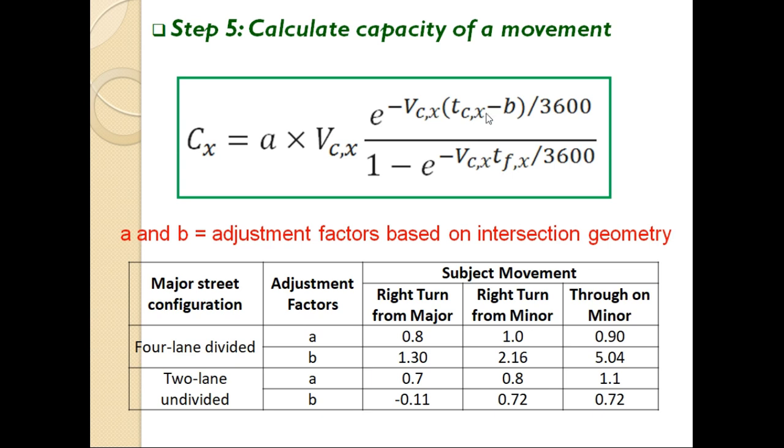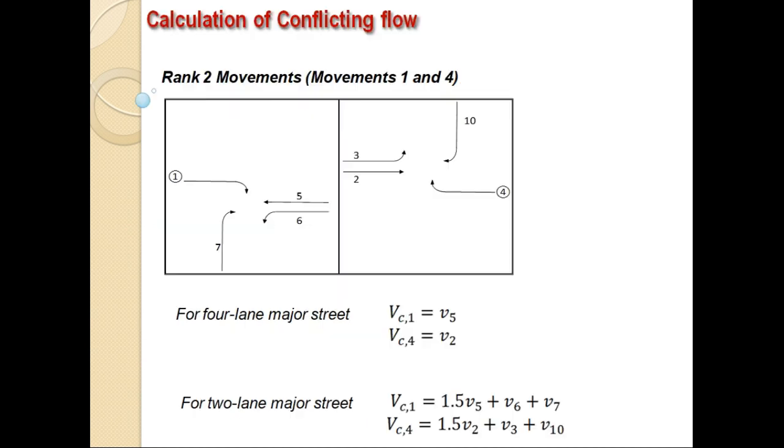Now this estimation of VCX is also different from what is given in the US Highway Capacity Manual, and we have given the complete procedure of finding the conflicting flow for each priority movement. This explains only movements 1 and 4. Now for movement 1, this is the conflicting flow, that is the through traffic from opposite direction. And similarly for movement number 4, V2 is the conflicting traffic.